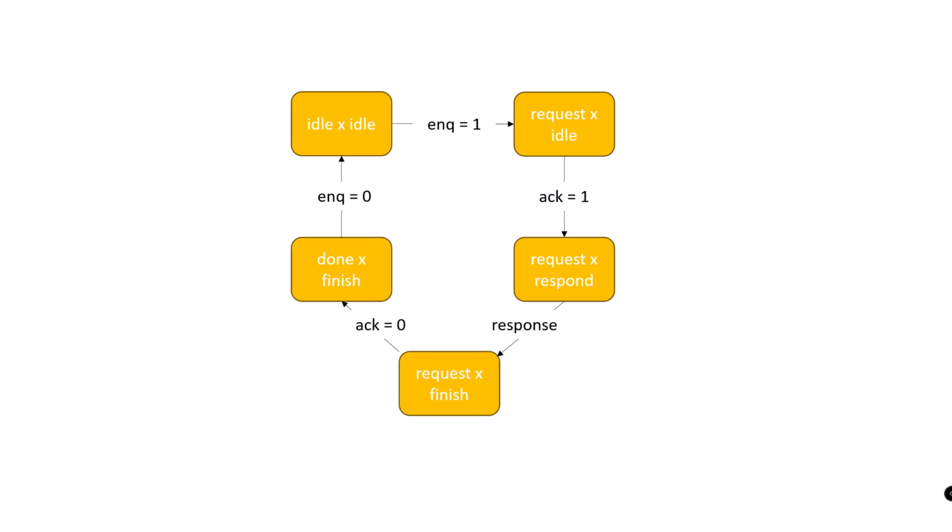This UML state diagram shows a combined state diagram for a 4-cycle handshake. At the start, both sides of the transaction are idle, given the idle cross idle state. When a request is made, the system moves to the request cross idle state. When ACK is generated by the other side, the system moves to the request cross respond state. When the target of the transaction finishes, the system moves to request cross finish. An ACK puts the system into the done cross finish state. The initiator then sets INC to 0 and the system returns to idle cross idle.